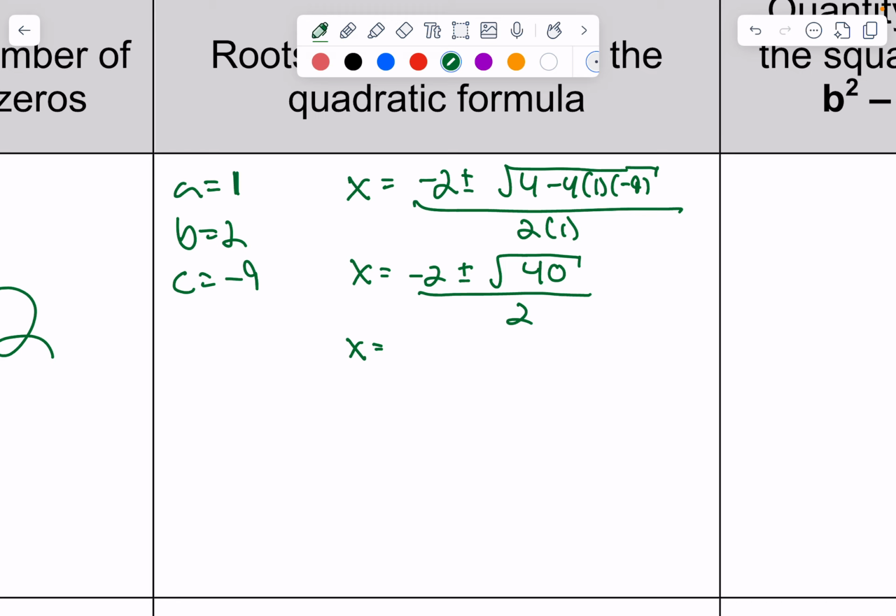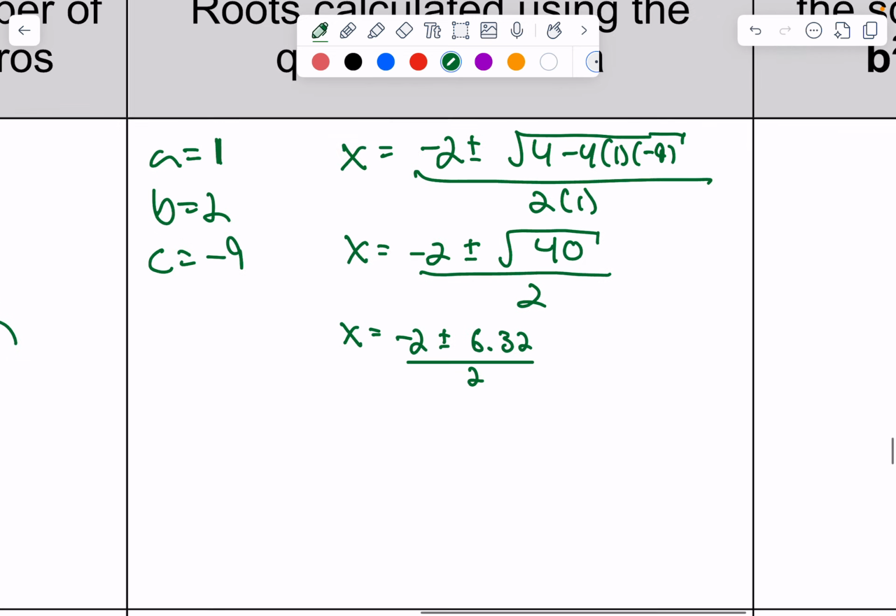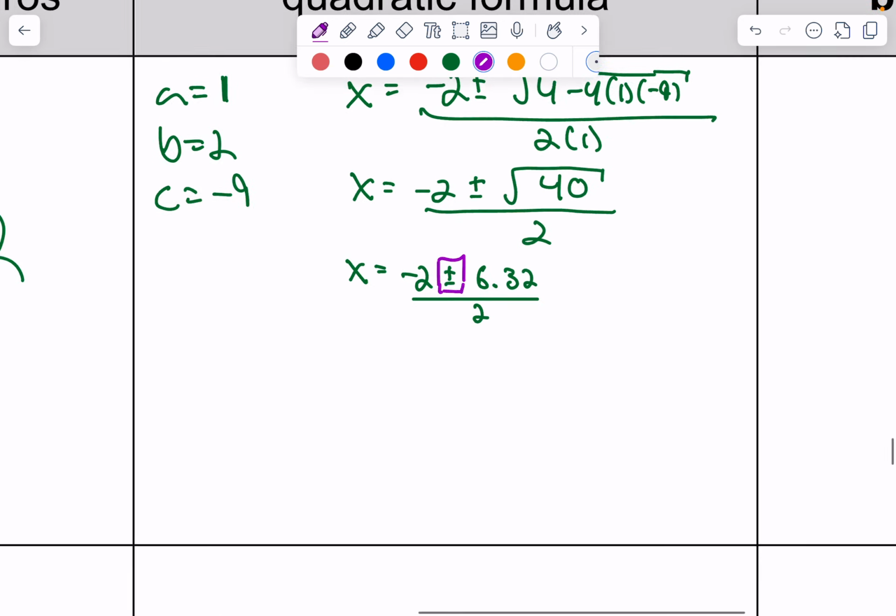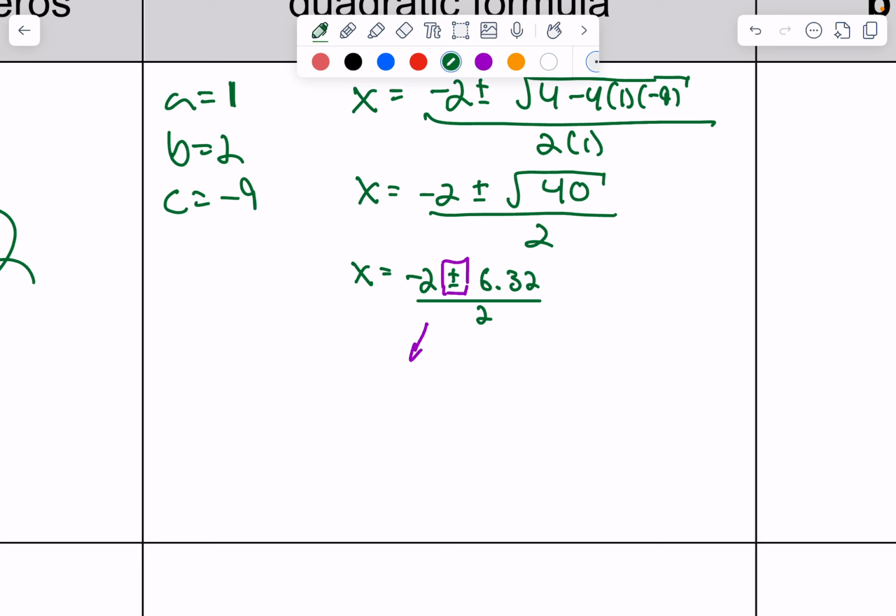So we have -2 plus or minus, and let's evaluate what square root 40 is, to 2 decimal places, that's more than enough. So 6.32, all over 2. As in the previous lesson, this plus or minus in front of that square root is what allows us to get 2 roots. So you have the first x-intercept, x1, where you do the positive version, so it'd be -2 plus 6.32 all over 2.